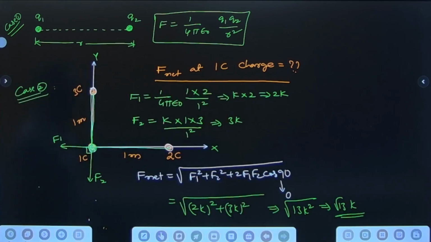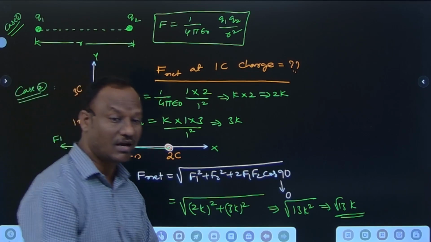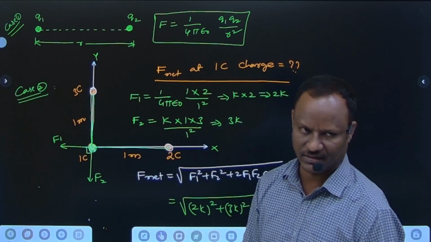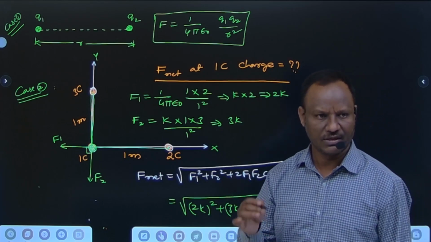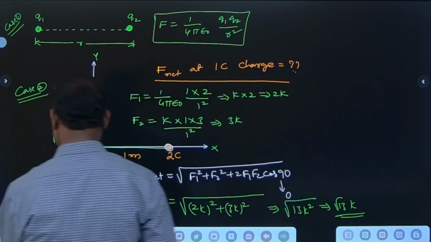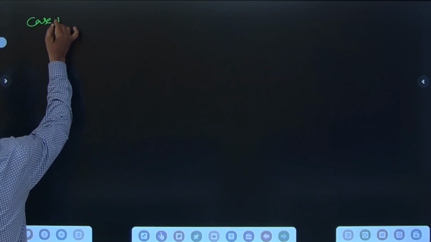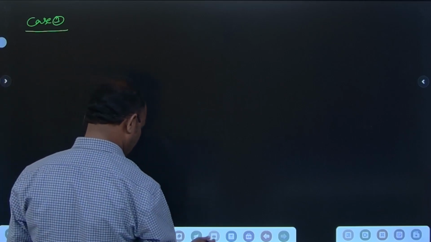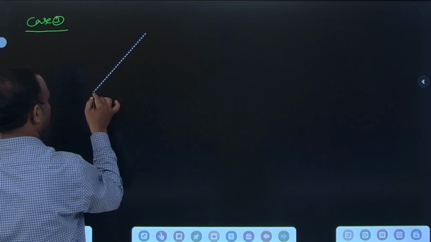So this is just F1 and F2. Like F1 and F2, 2 are there; for 3 are there, so vectorially we can add them. Vectorially means angle comes into play. Not only magnitude, angle also we need to use. So next one, for case 3, the third one. With 3 charges, I am choosing an equilateral triangle.